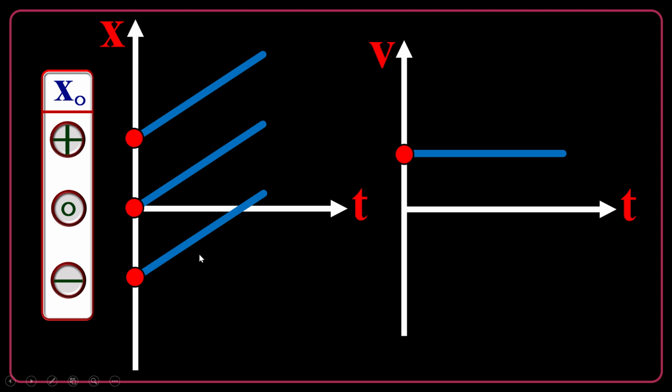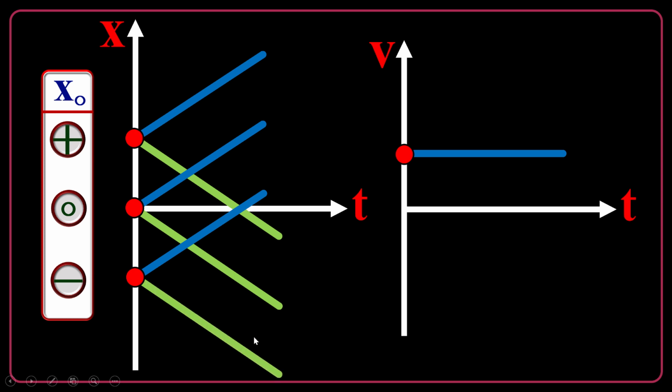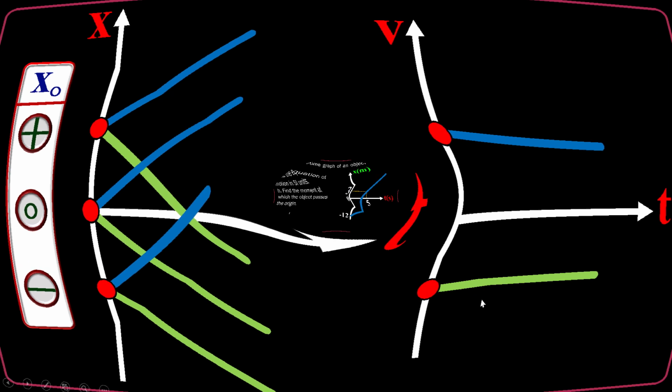Okay? Likewise, if the velocity is negative, the lines may be like this, from positive x naught descending, 0 x naught descending, or negative x naught descending. As the three green lines will have negative velocity, so the vt graph will be something like this. Again, a line parallel to the t-axis, but negative.